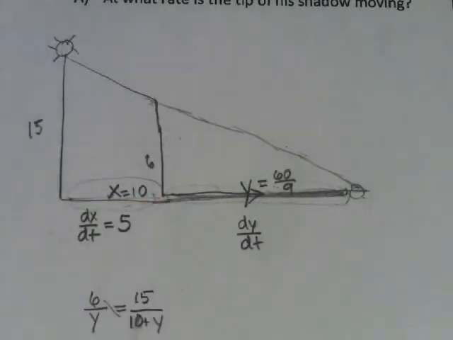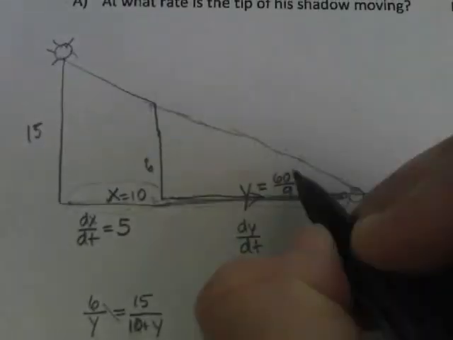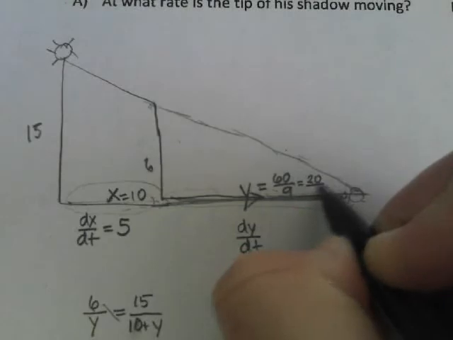Should you simplify the 60/9 or should we just leave it? We can simplify it. Both divisible by 3. Good idea, 20/3. Okay.